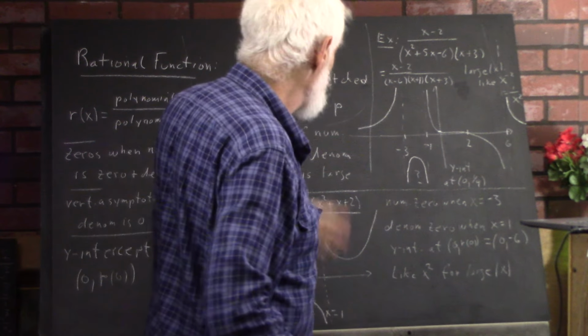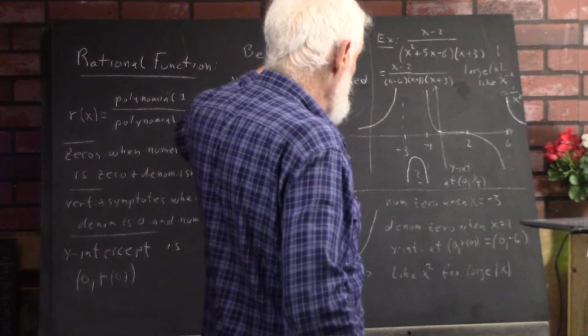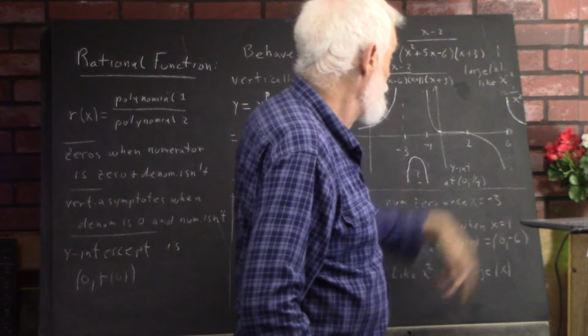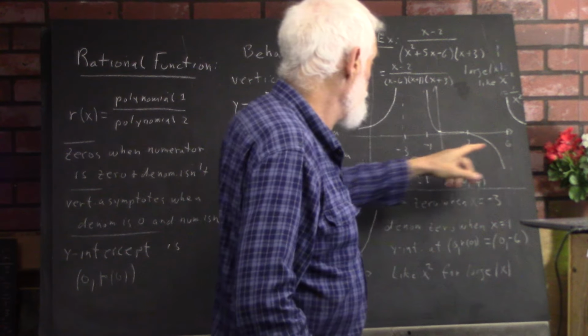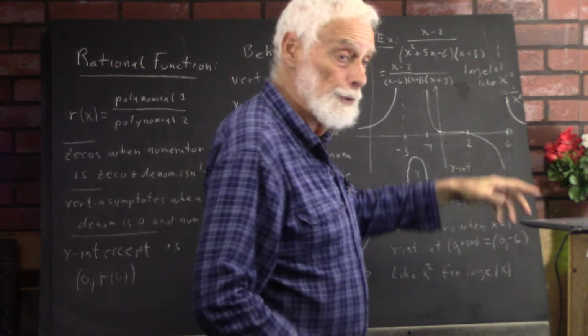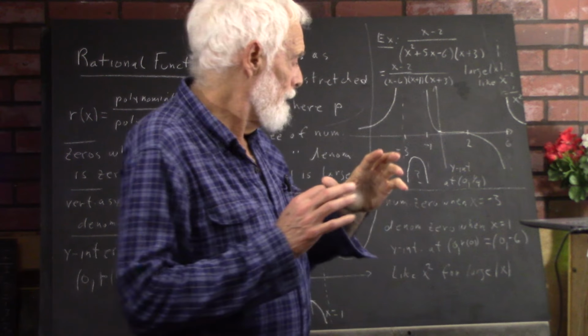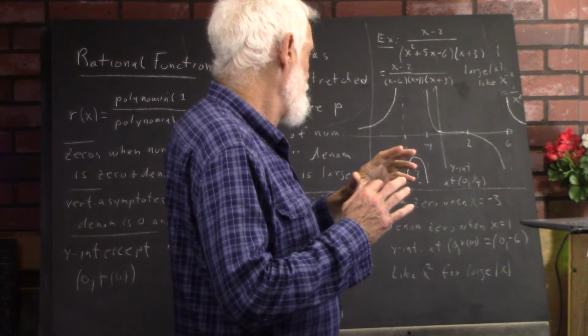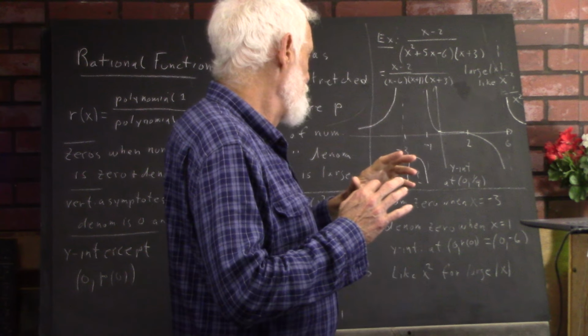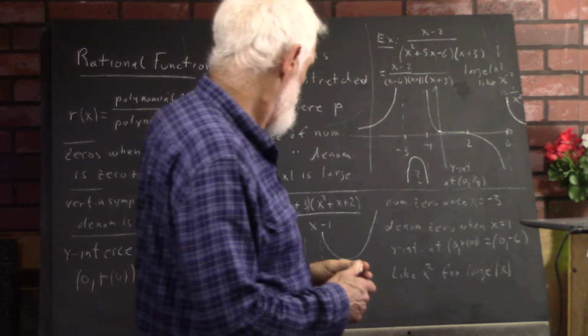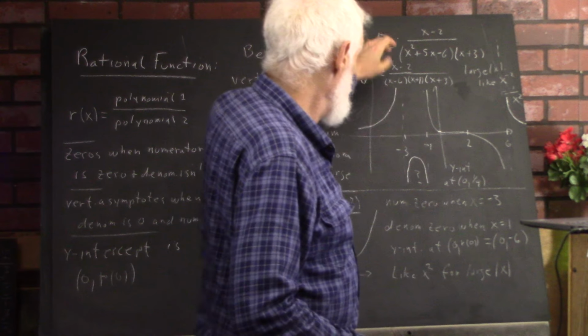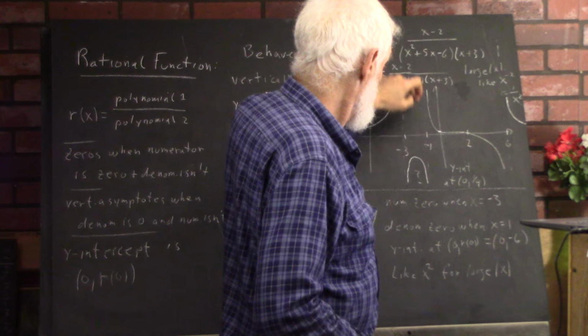Okay, this acts like the reciprocal square function, but when you get in close, these zeros and asymptotes make things, well, distort the graph of the overall function. Okay, so there it is.